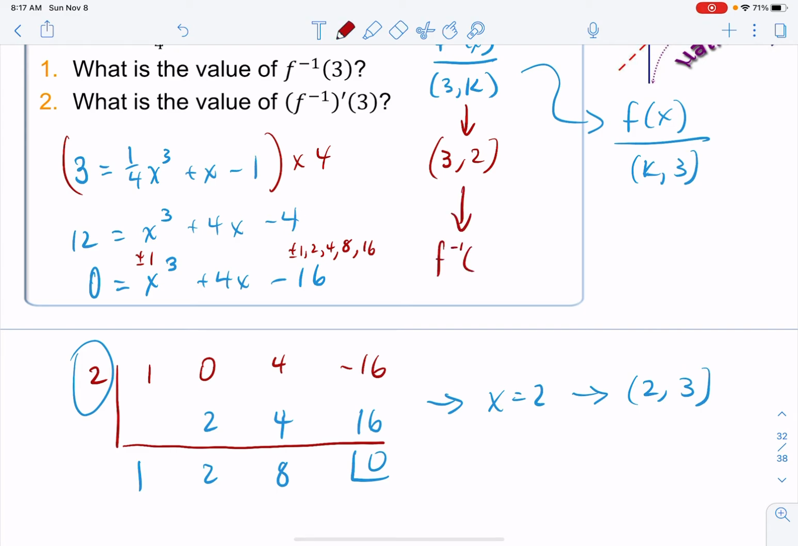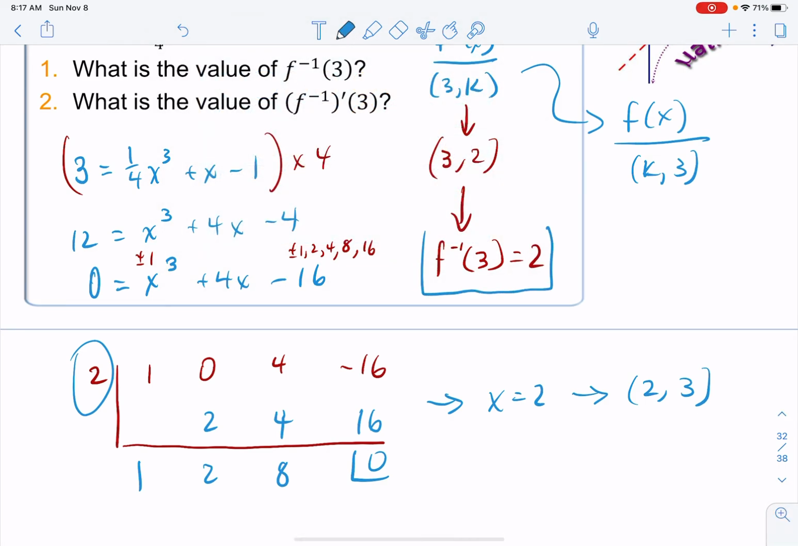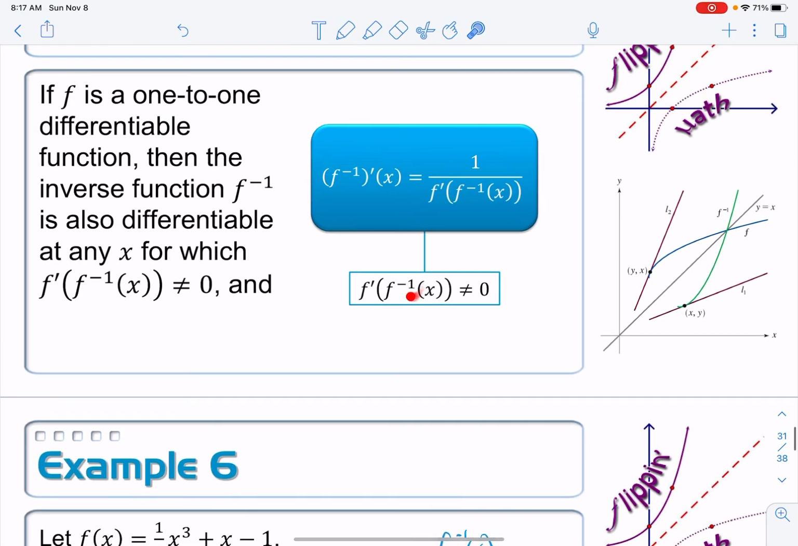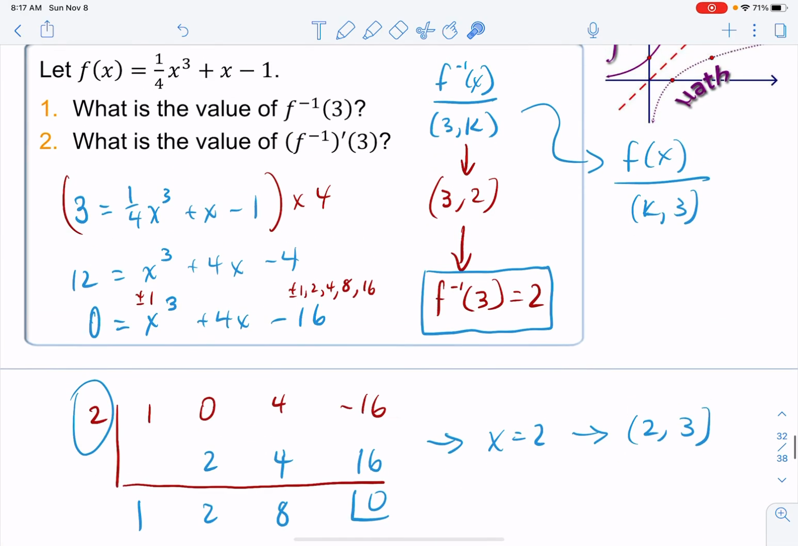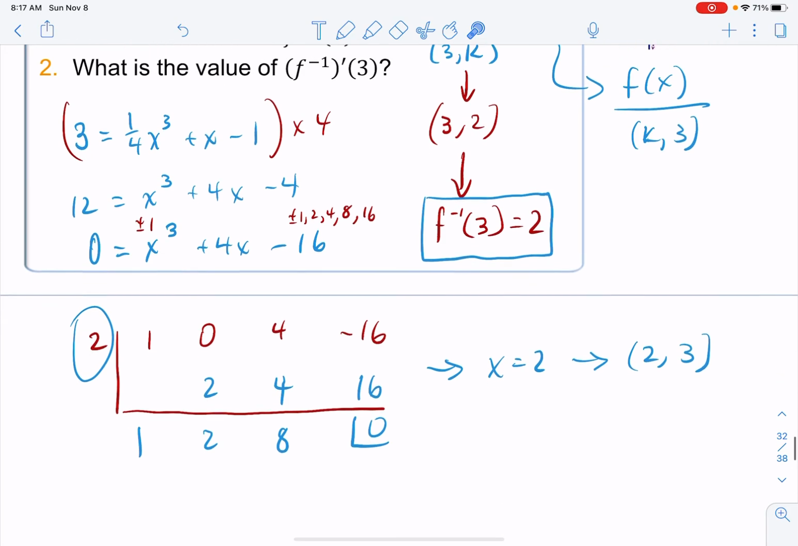f inverse of 3 is equal to 2. So there's the first part of that. Why did I need to find that? I need to find that because, as you'll see, it is going to go inside. In order to find the derivative, it's going to go inside here, right? That bit right there. Okay, so we want to find the value of the derivative of the inverse at 3.